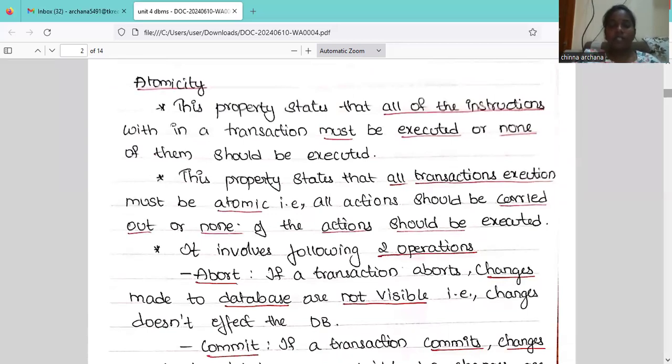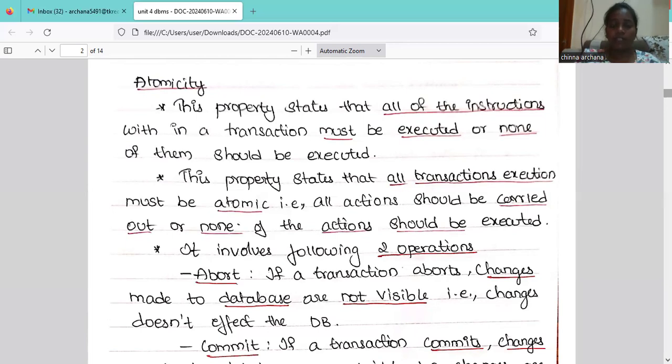The first and foremost property that has to be followed by a transaction when it is executed is atomicity. In simple lines, either the complete transaction should be done or none of the instructions in the transaction should be done. Either the transaction is fully executed or none of its instructions are executed. I'll read out the definitions here.